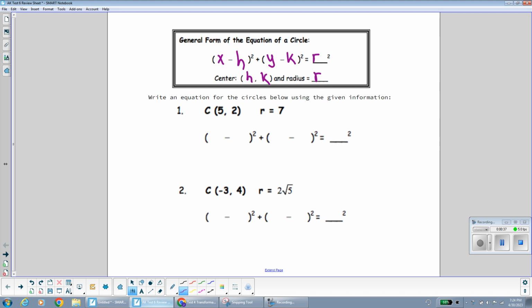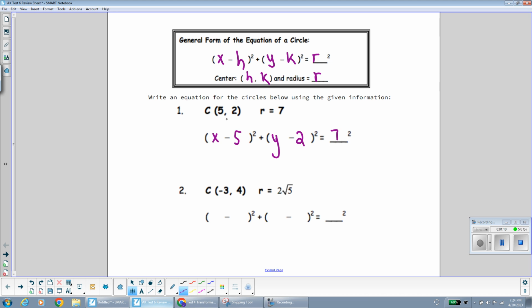So in number 1, they give us the center of the circle and they give us the radius. So when we plug in to the format for the equation of the circle, we have x minus the x coordinate of the center, which is 5, squared, plus y minus the y coordinate of the center, which is 2, squared, is equal to radius squared. The radius of the circle is given as 7, so 7 squared is what would go here.